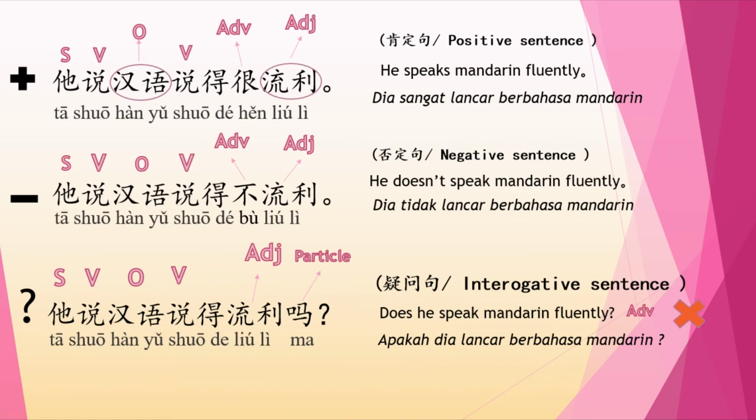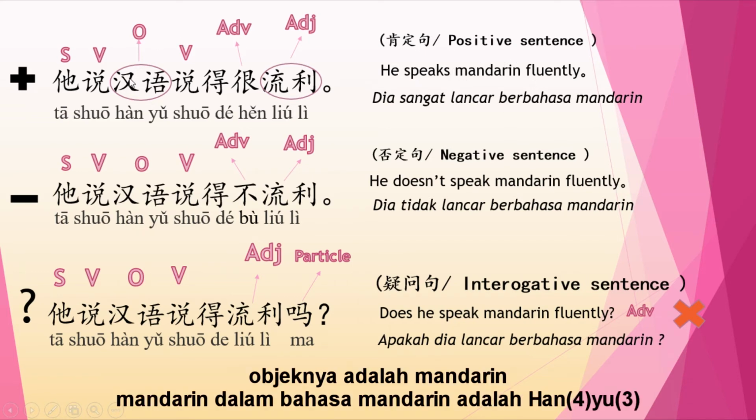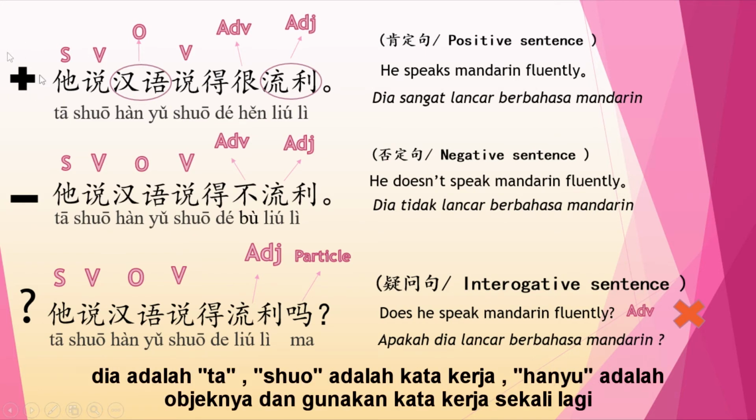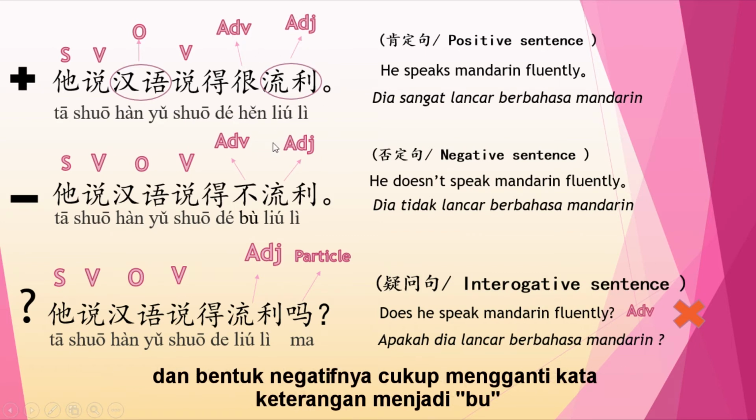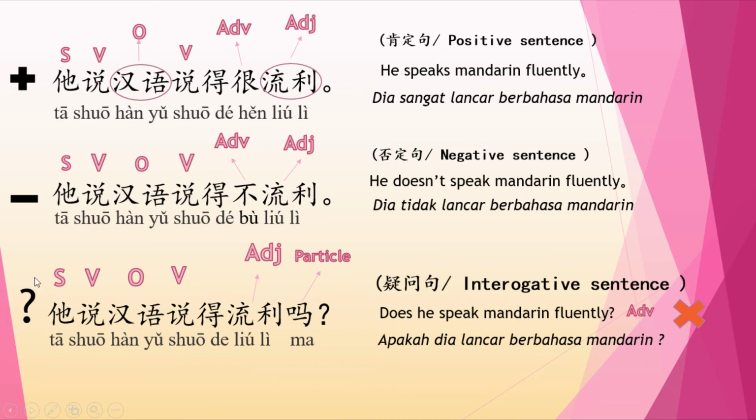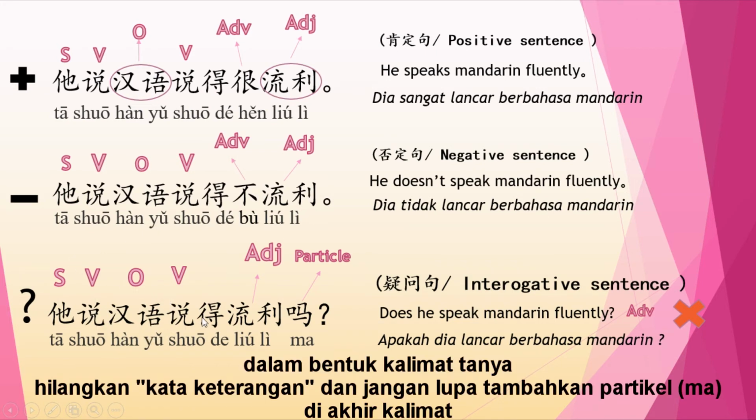He speaks Mandarin fluently. So we need to know what the object is. The object is Mandarin. Mandarin in Chinese we say 汉语. So use the verb twice. He is 他, 说 is the verb, 汉语 is the object, and then we use the verb again. After the verb, you must put the 的 and then go to the complement 很流利. 流利 is fluent. And then for the negative form, just simply change the adverb into 不, and in the interrogative form, omit the adverb and then don't forget to put a particle at the end of the sentence.